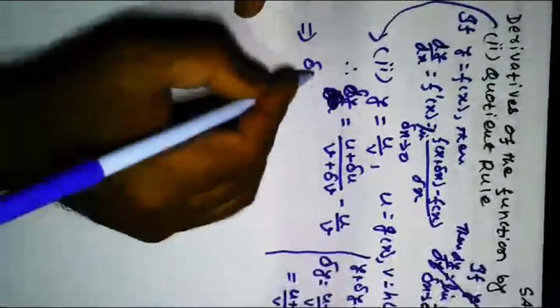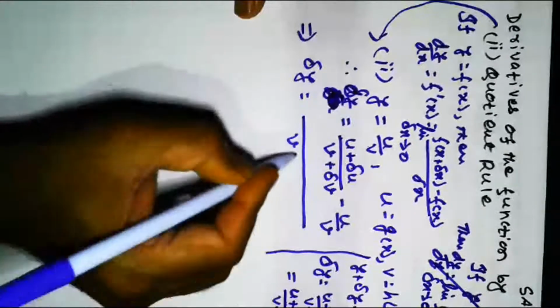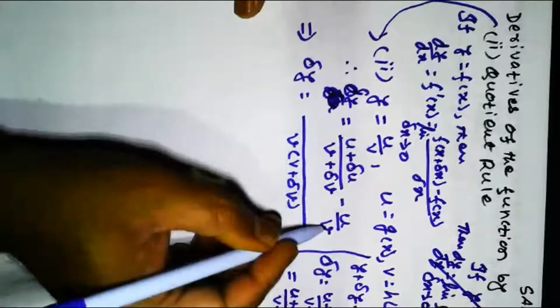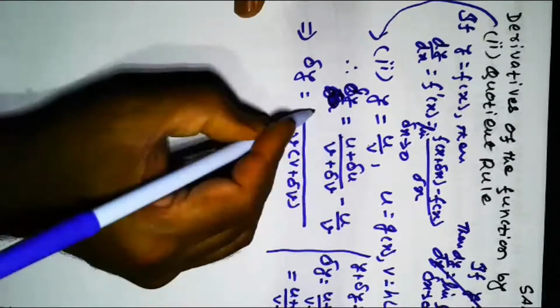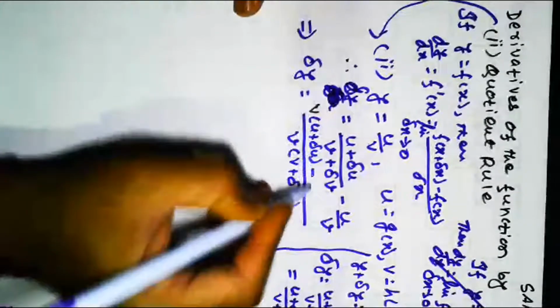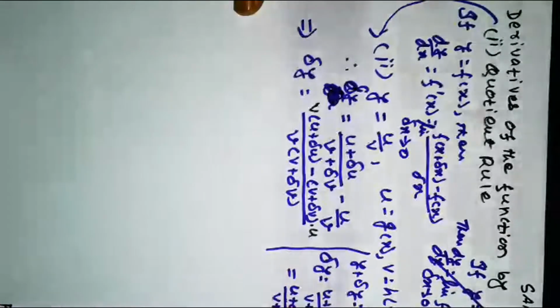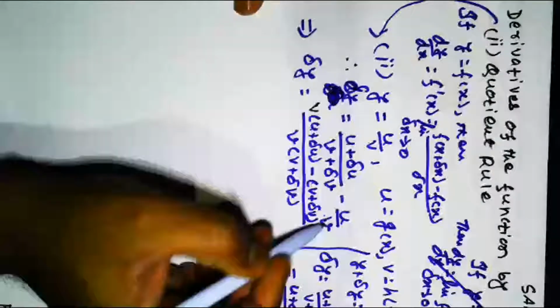Then delta y is equal to, let's take the LCM. The LCM is going to be v plus delta v. Now it multiplies with this, so here it is v times (u plus delta u), then minus (v plus delta v) times u. So v will multiply here and u will multiply here.